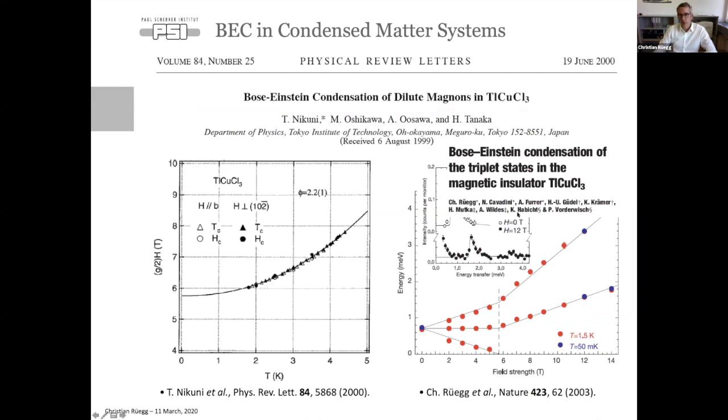In this case, you apply a strong magnetic field to this particular material, you get Zeeman splitting of these triplet modes, and then eventually at the critical field, you get this field-induced critical point and the state with long-range magnetic order, which was then mapped onto Bose gases and then condensation phenomena. So this is, as I said, quite a versatile framework. There are really many materials. I'll come back to that later.